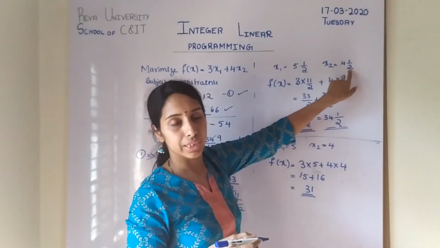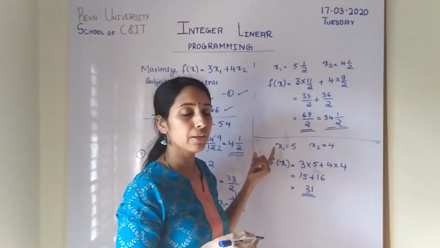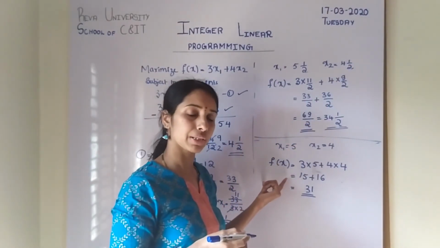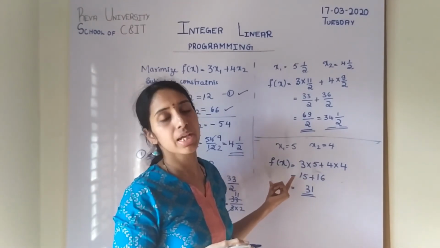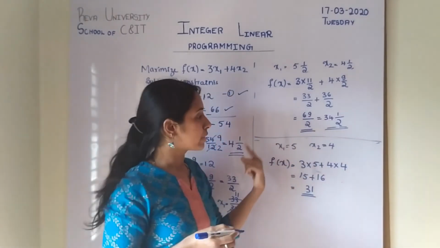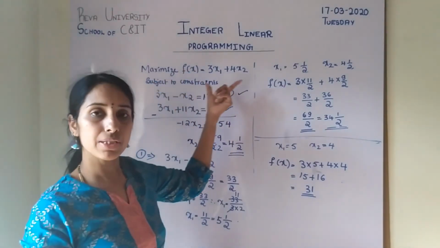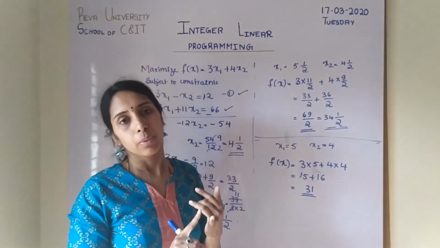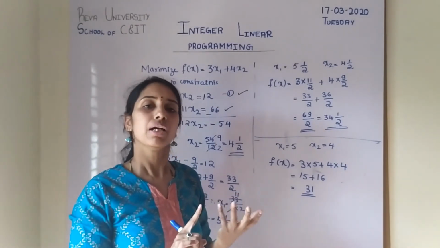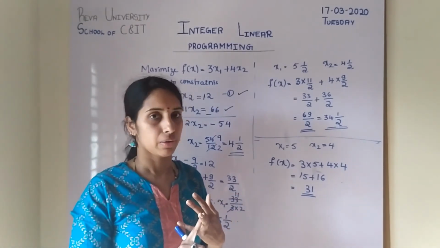But we cannot always make an assumption to truncate the fraction part of the actual solutions. It may or may not fit properly and sometimes we may not get feasible solutions. That is the reason we will be solving the same problems using two more methods called Gomory's cutting plane algorithm and the branch and bound algorithm.